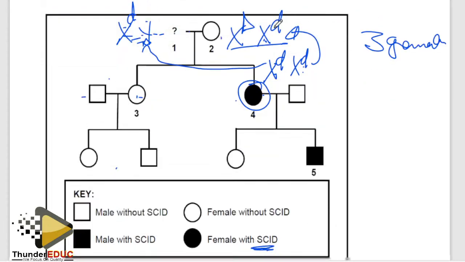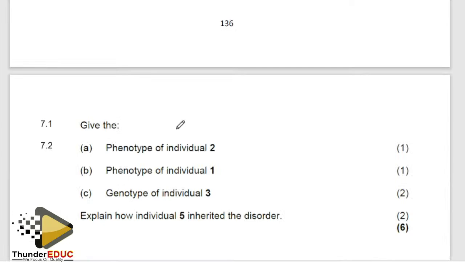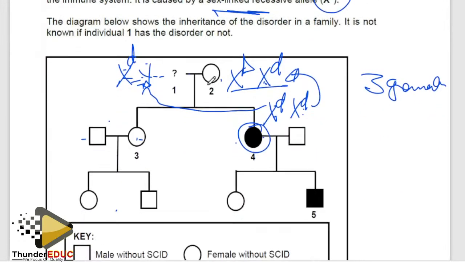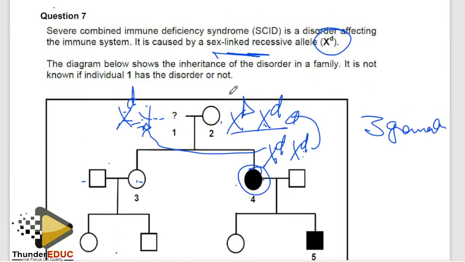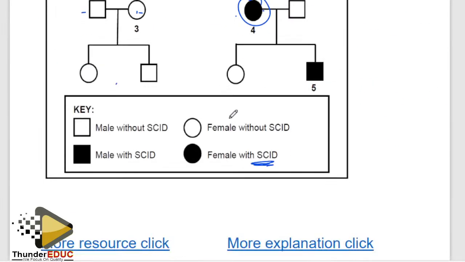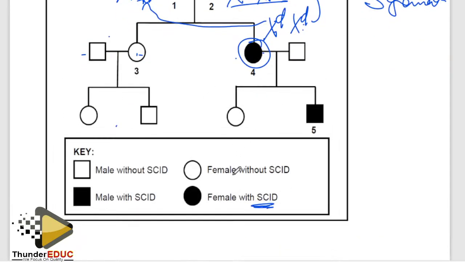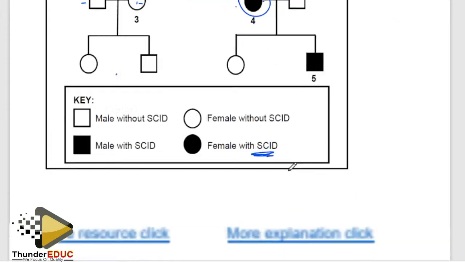How do we identify this? Now let's go to the next question. Identify the phenotype of individual 2. We have said that this person is normal. A normal male or female? It is a normal female, or a female without that disorder.